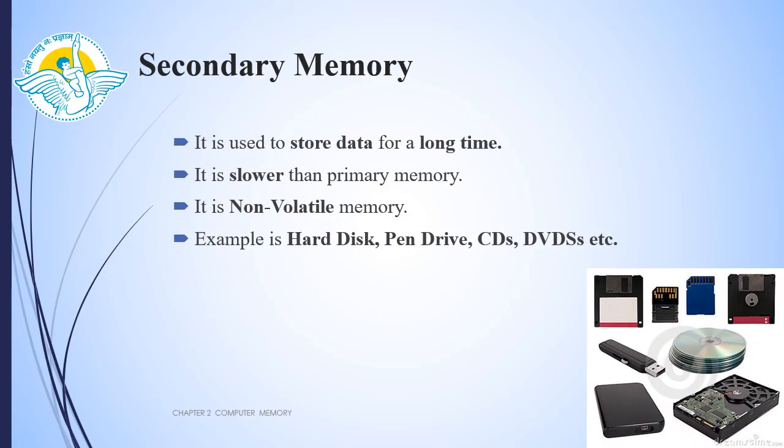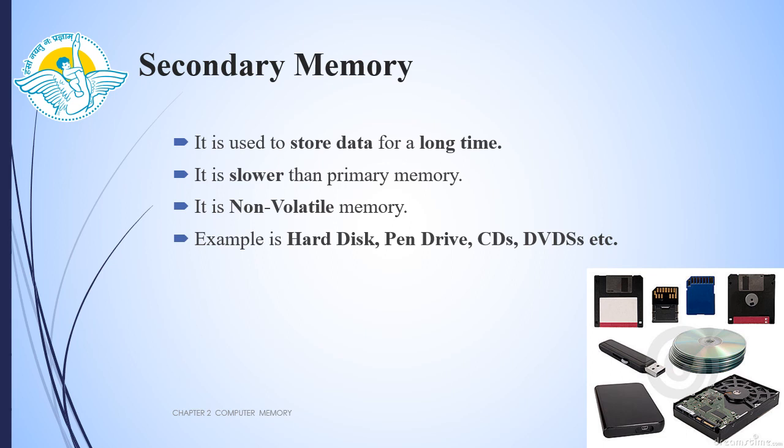Now let us learn what is secondary memory. We all know that primary memory has a limitation because it is a volatile memory, which means when the power is switched off, all the contents stored in the primary memory get erased. In order to save the data permanently, we go for secondary memory.